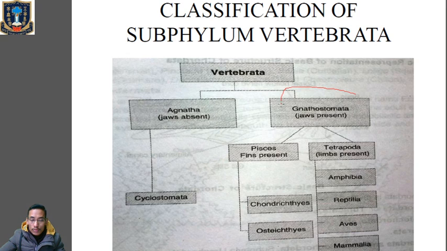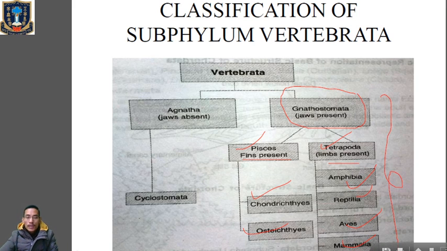The second group is called the Gnathostomata, the animals in which jaws are present, and it is divided into two superclasses, Pisces and Tetrapoda. Pisces means where fins are present, and Tetrapoda where limbs are present. Pisces is further divided into Chondrichthyes and Osteichthyes, and Tetrapoda is further divided into Amphibia, Reptilia, Aves and Mammalia. So today we are going to deal with this group of organisms.